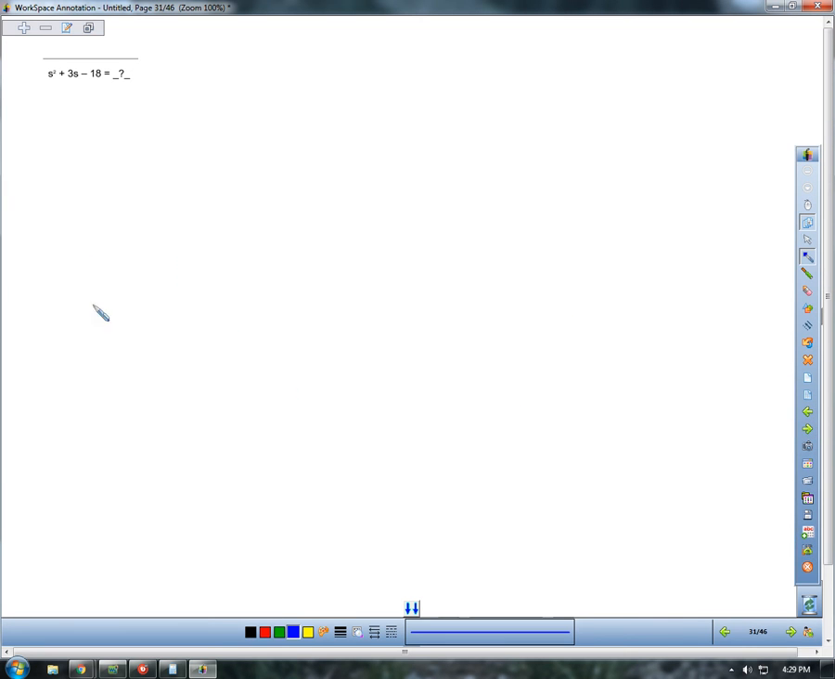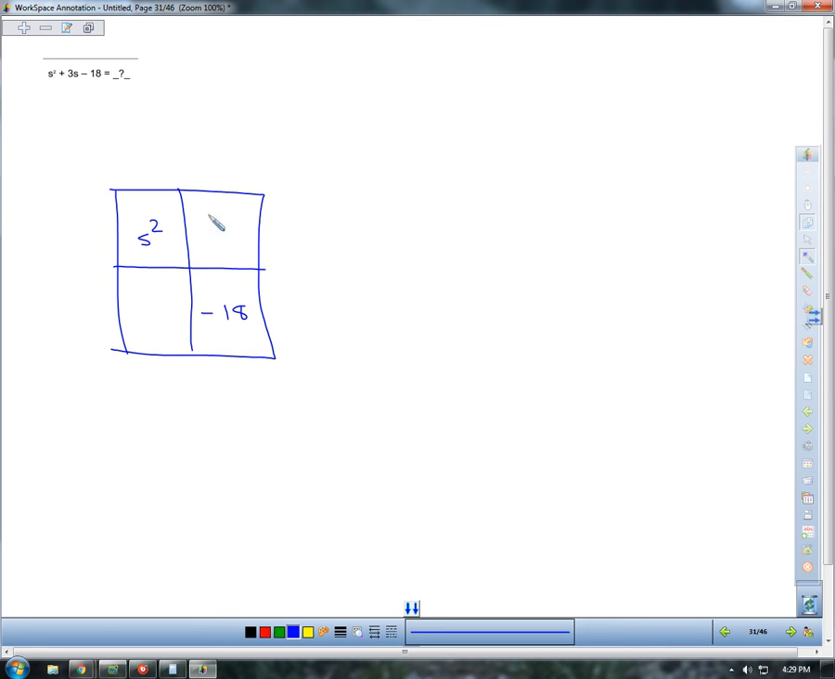Moving on. Same thing. Set it up again. S squared and negative 18. Okay? So I need negative 18, which means I have a positive times a negative. Since my sum is positive, that means it's going to be the bigger number. So 9 times 2 is 18, but 9 minus 2 is not 3. Well, what about 6 and 3? That'll work. So 6s and negative 3s.